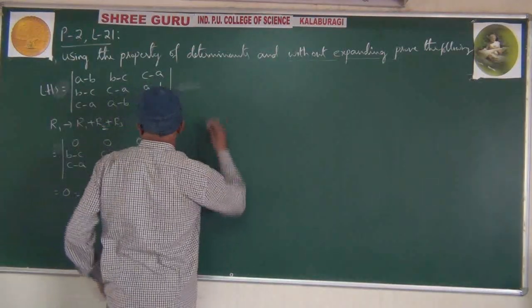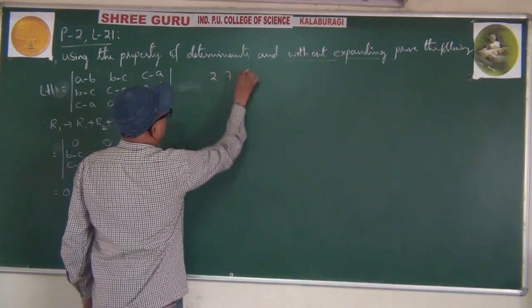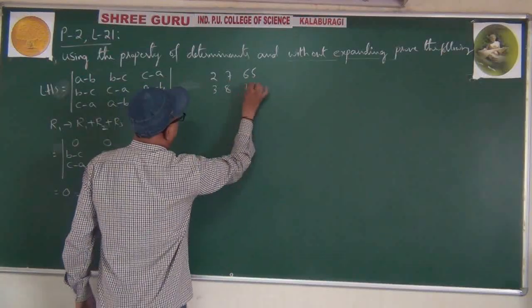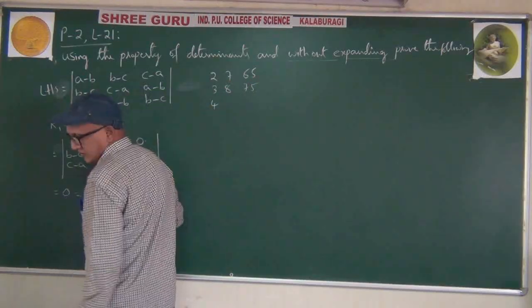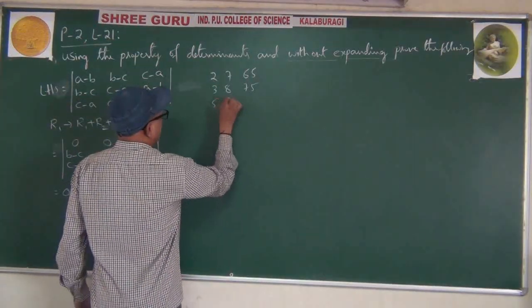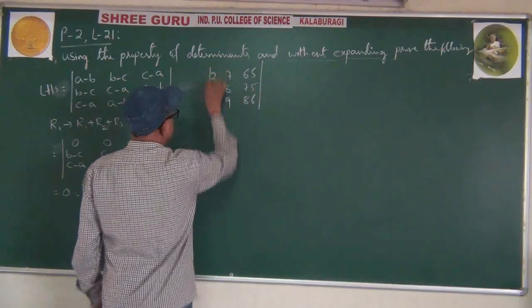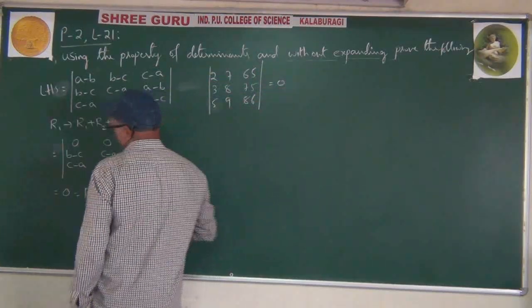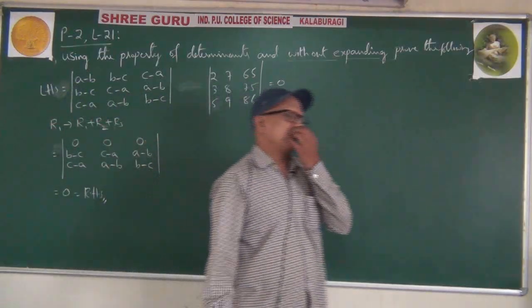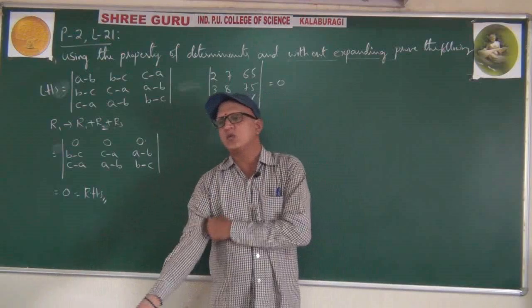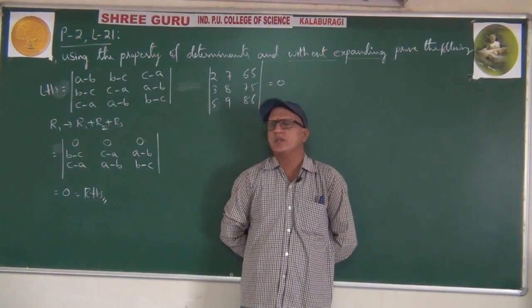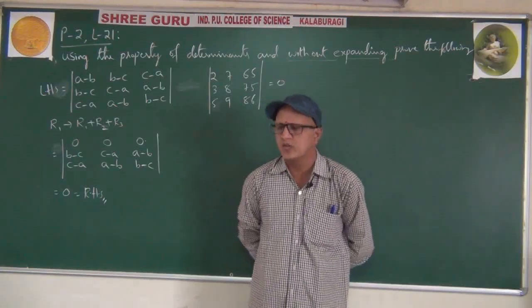Third sub question: 2 7 6 5, 3 8 7 5, 5 9 8 6. Determinant equal to 0. This is also equal to 0. Maybe 2 rows or 2 columns are identical. Otherwise, in any row or any column, we may get 3 zeros. That we have to check. After solving the problem, then we will come to know.